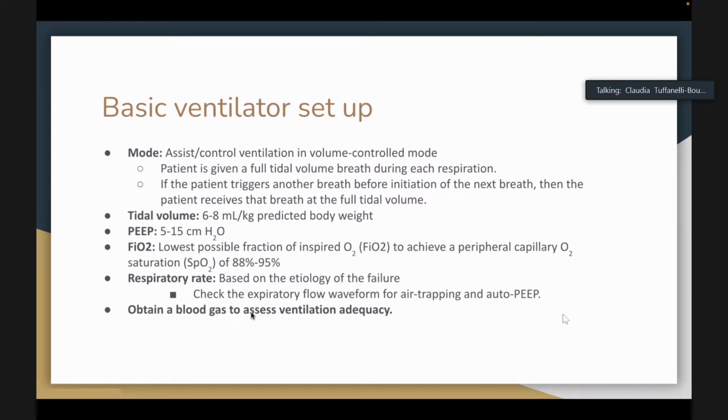After about 30 minutes of the patient being on the ventilator, you can get a blood gas and see what they're doing. So look at their pH, their oxygen, and their CO2, and see if you need to make any adjustments.